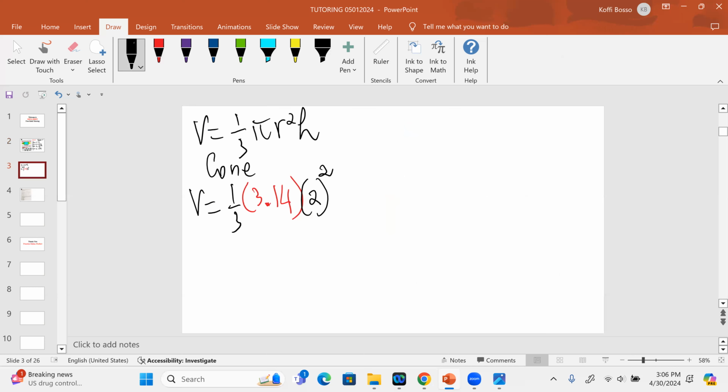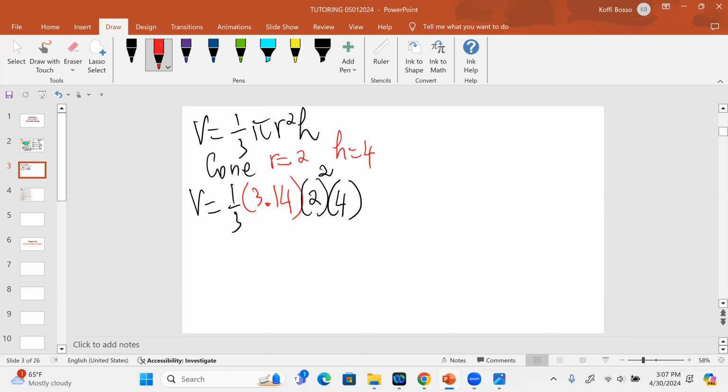And we go back here and replace 4 in the parentheses. So to be specific, R is 2, H is 4. But understand that what we are calculating here is the volume for one cone. But we have 2 cones.